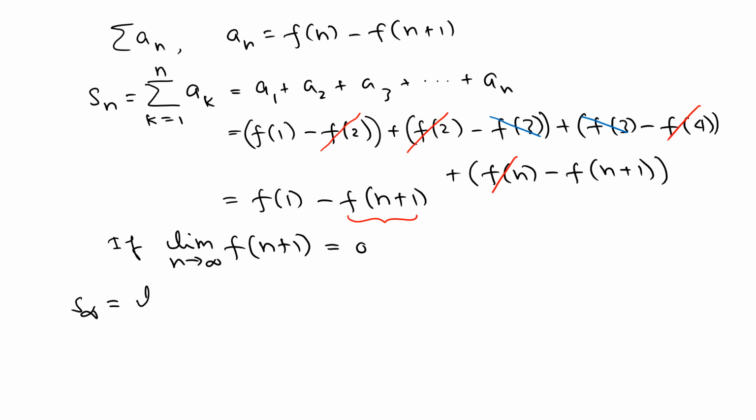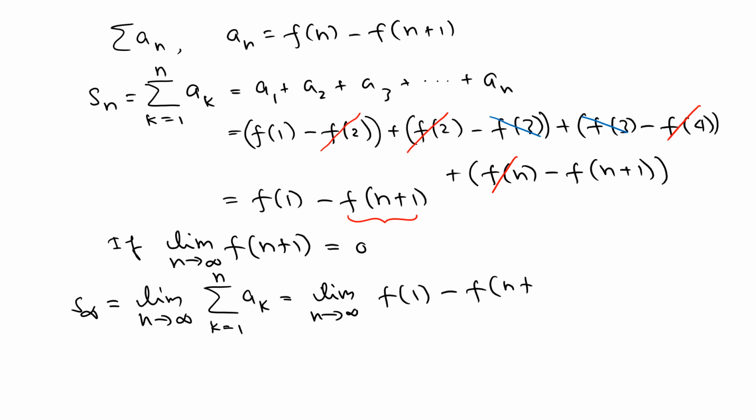So it is simply the limit as n goes to infinity of the sum, k going from 1 to n, of ak. But we showed that the partial sum is simply f1 minus f(n plus 1), and here this term goes to 0 because we see the limit is 0, so we simply get f1. That means the sum of the telescoping series.